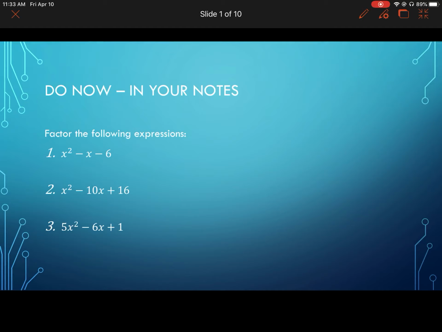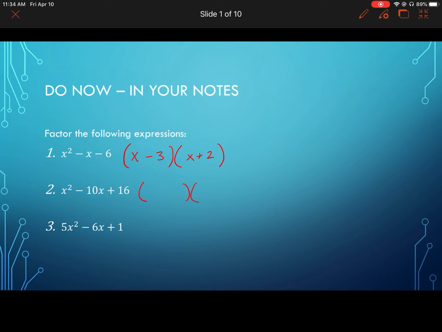Okay, so go ahead and pause the video here and factor these expressions. Okay, so if you factor these correctly, this first one you're going to look for the factors of -6 that add up to -1, so pretty easy one. It's going to be a -3 and a +2.